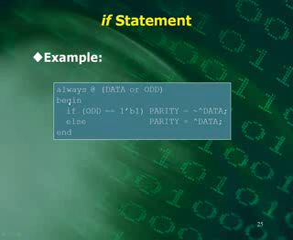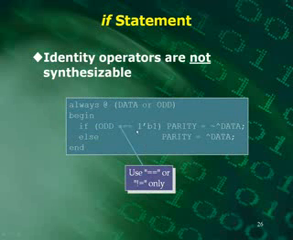So here we can look at the if statement. You can use this in your RTL code. So here's an example. If odd equals 1, parity equals this, otherwise parity equals that. So you can use the if else. You cannot use the identity operator, so be careful there. Only the equal equal, or not equal.